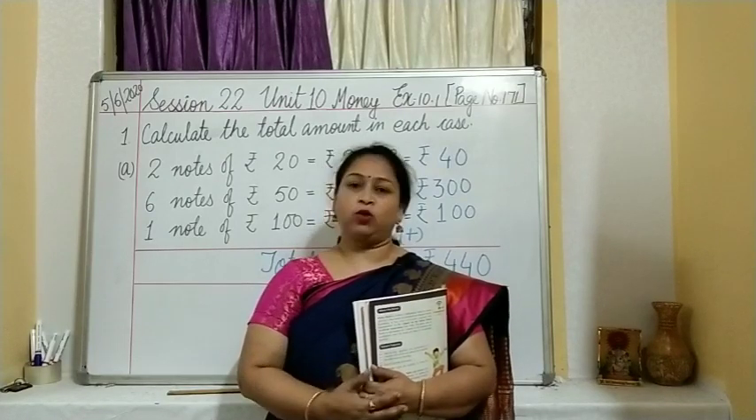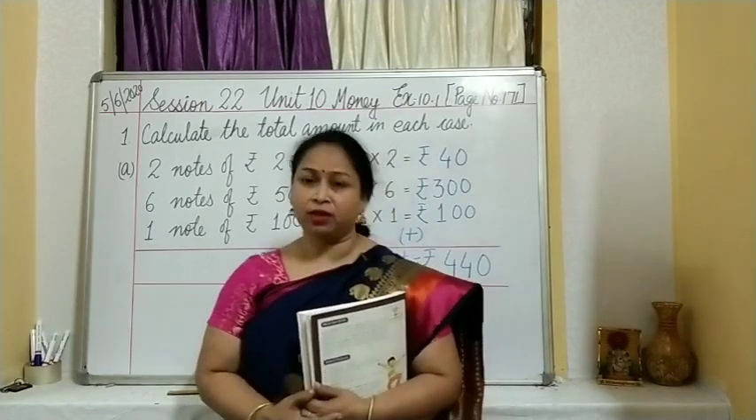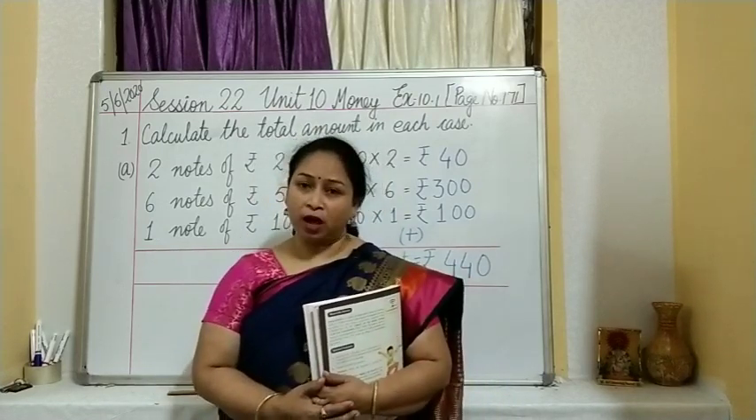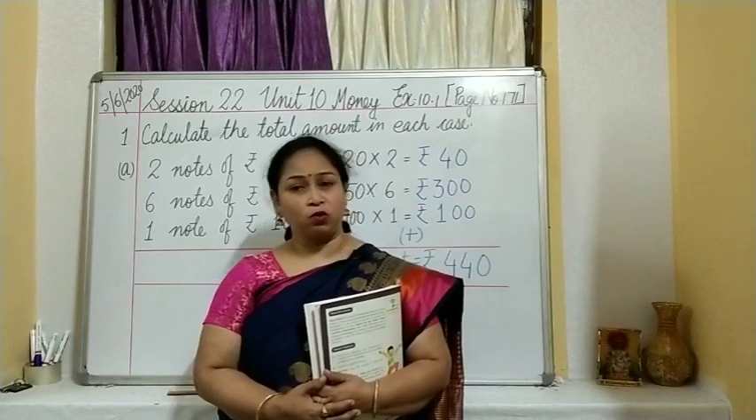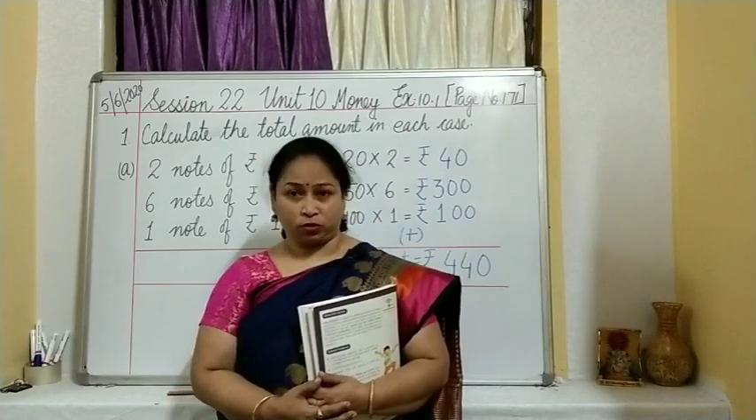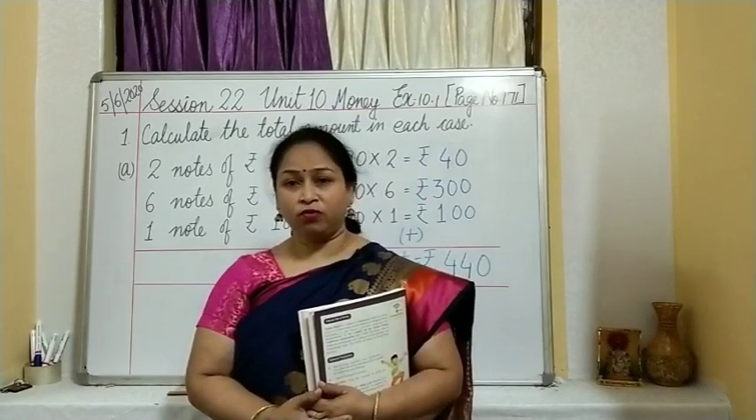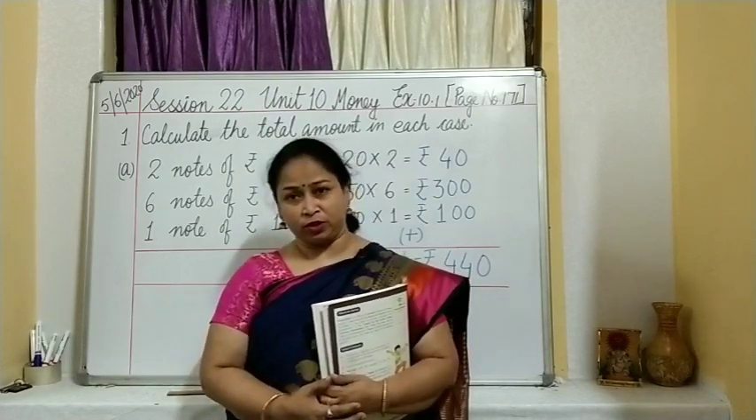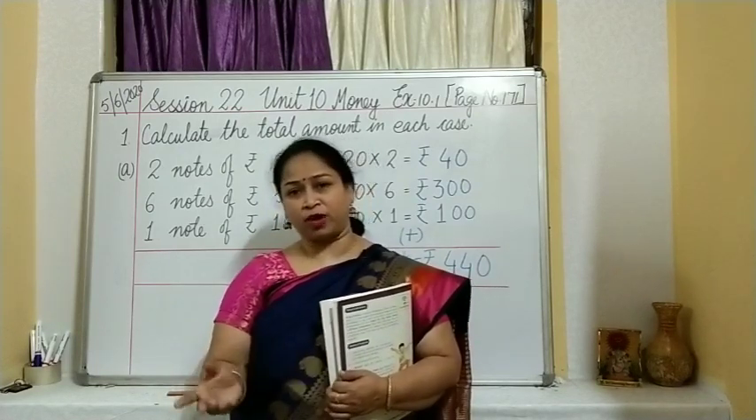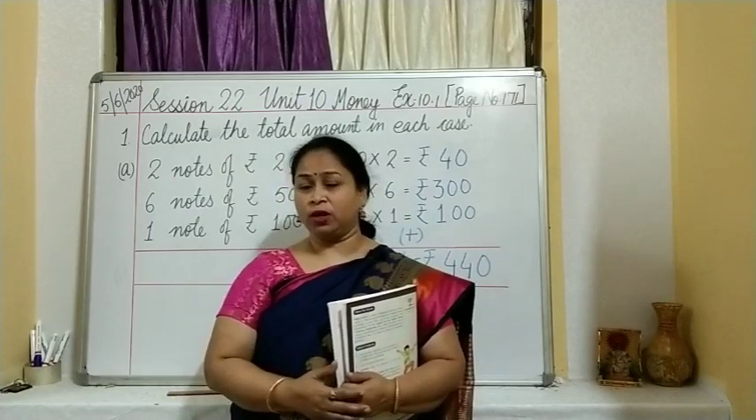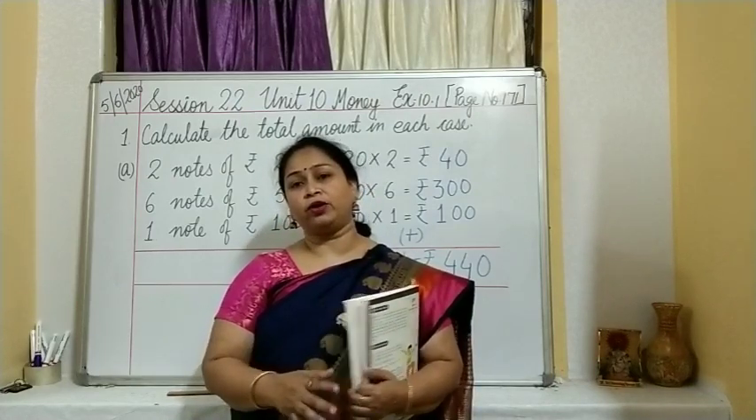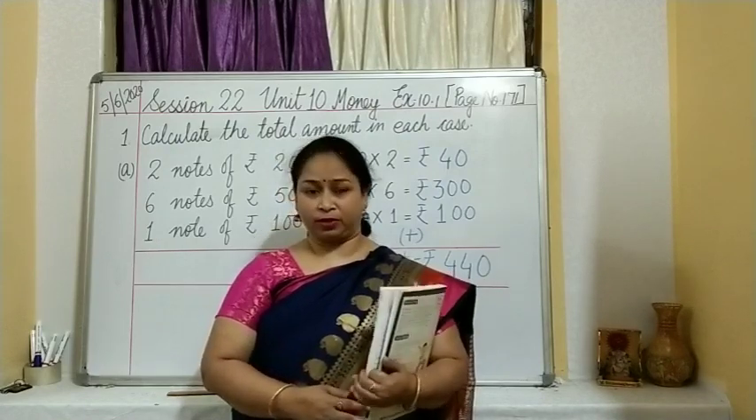About the money chapter, you already have ideas as you have been studying it in your lower classes. So now we are going to learn how to calculate the total amount. Suppose different denomination notes are present with you, 2000, 100, then 500, then 10 rupees note, and there are different numbers of them. How are you going to arrange them and then present them?